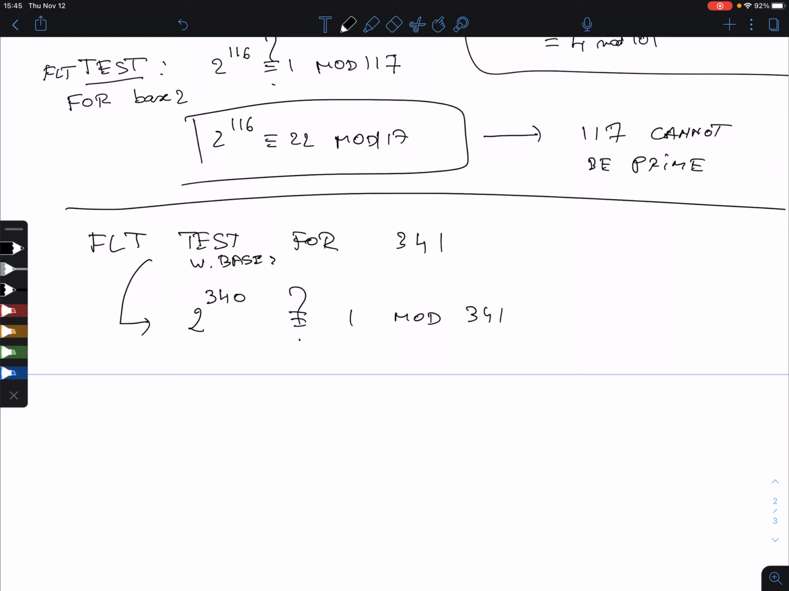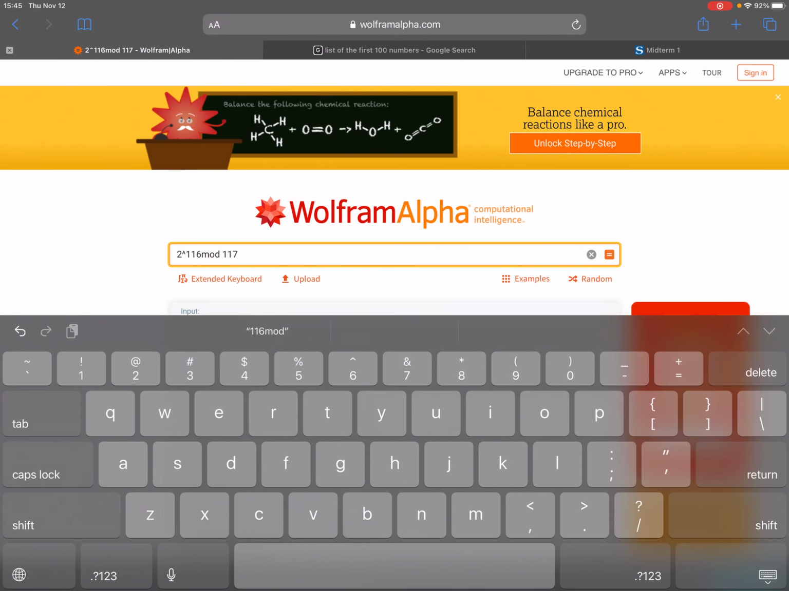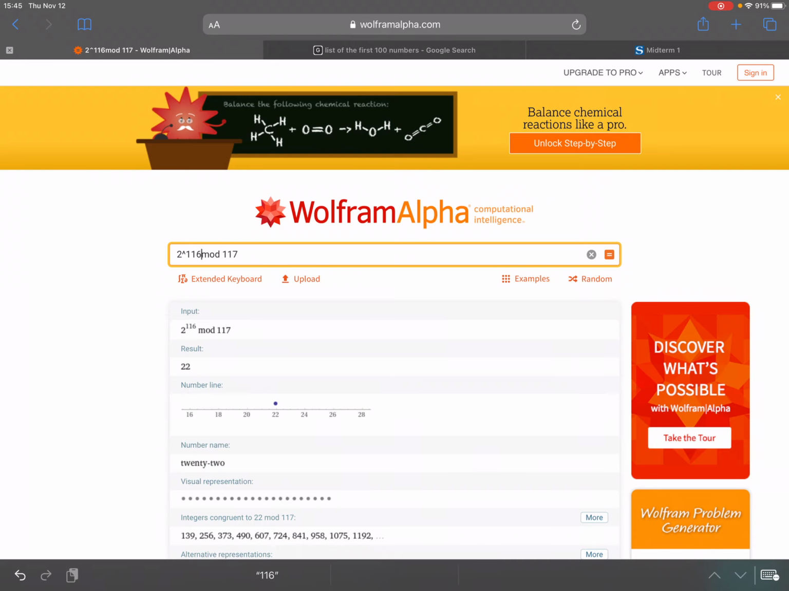Right? You take the number, you subtract 1 from it. If it's a prime, then this should be true. Now, it happens to be the case that this is true. If you don't believe me, I'll do it here in Wolfram Alpha. So then it all comes down to whether you believe Wolfram Alpha or not. So what was the number? 340. So 2 to the power 340 modulo 341, right? We were testing that one.